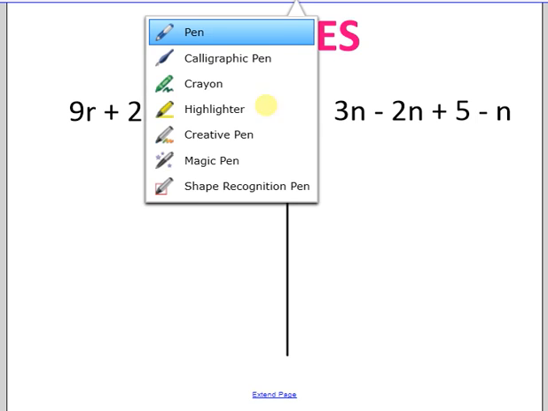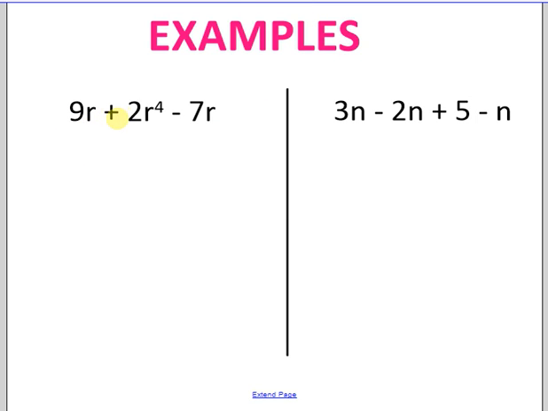Alright, let's get our highlighters out here. So 9r plus 2r to the fourth minus 7r. So here I have a 9r, and here I have a minus 7r. And then here I have a plus 2r to the fourth. So let me start to solve. I have 9r minus 7r equals 2r. And then I have this positive 2r to the 4th power who's all by himself.